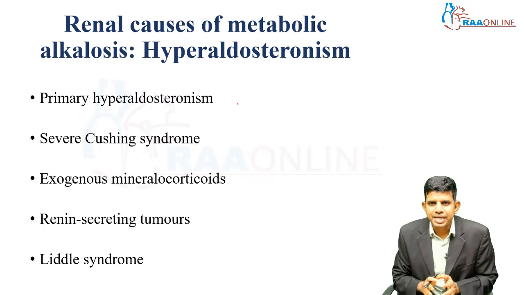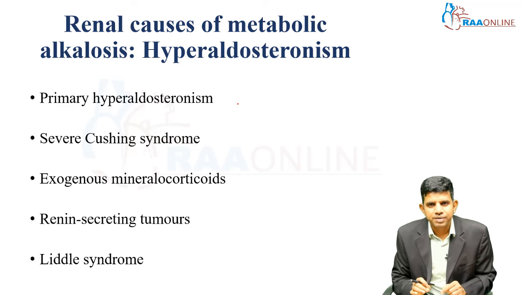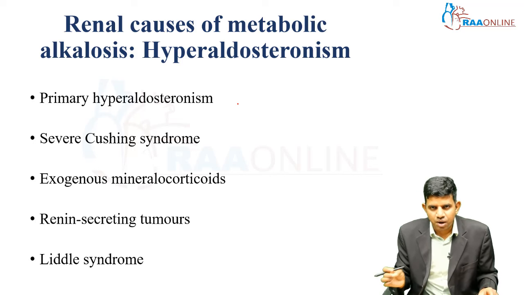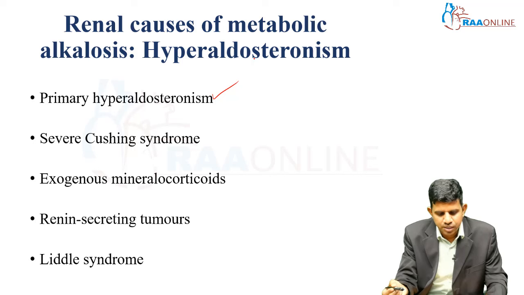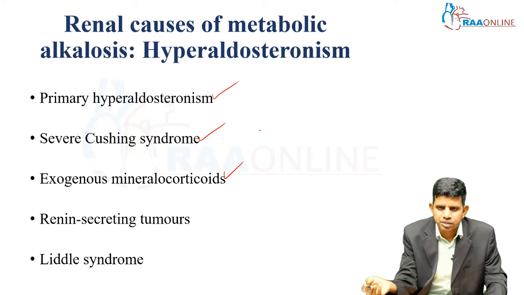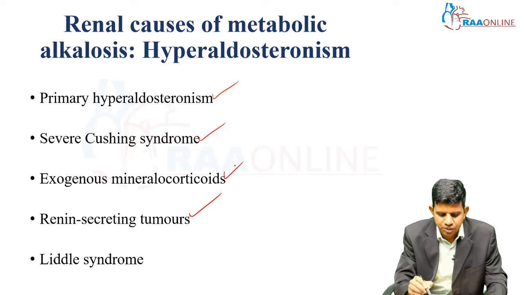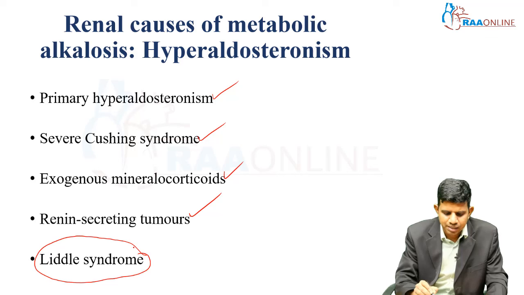Next is the renal cause of metabolic alkalosis. We always divide the renal causes of metabolic alkalosis into two. One is the hyperaldosteronism condition. Second is drug induced, diuretics such as thiazide and loop diuretics. First we will go with the hyperaldosteronism related causes. Some of the conditions are primary hyperaldosteronism, adrenal tumor or severe Cushing syndrome, exogenous mineralocorticoids such as when I am giving hydrocortisone to patients, or a renin secreting tumor. Some genetic conditions are called Liddle syndrome, which is nothing but increased ENaC activity.